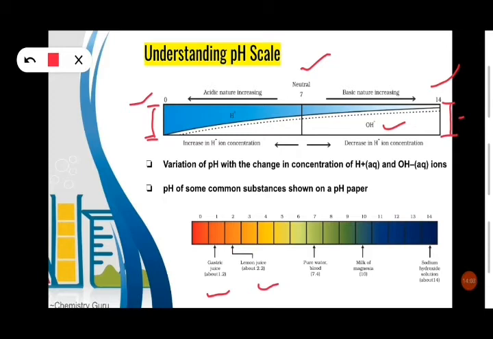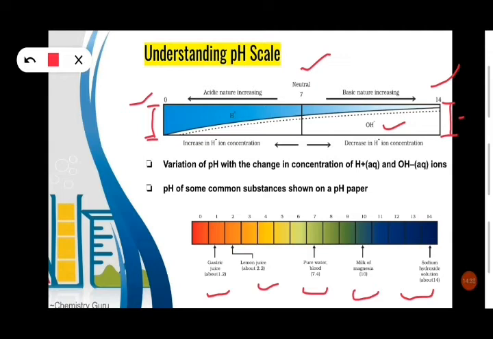So pH for gastric juice is 1.2. For lemon juice, it is 2.2. For pure water, it is 7.4. For milk of magnesia, which is basic in nature, it is 10. And for sodium hydroxide solution, it is 14, right? So in terms of the pH scale, the maximum number is for sodium hydroxide, 14.